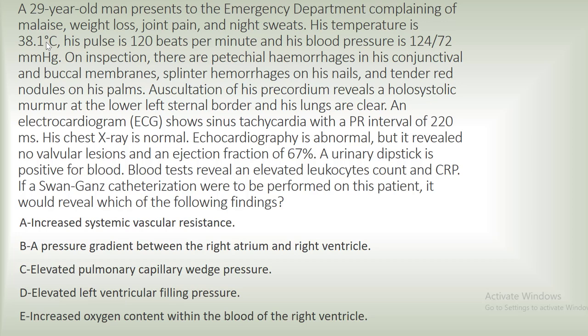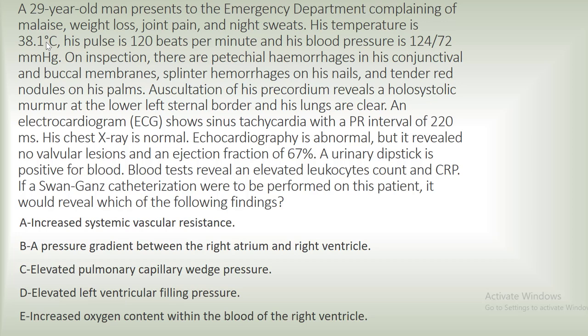So because the blood within the left ventricle is oxygenated and the blood within the right ventricle is deoxygenated, because of that left to right shunting, oxygenated blood will mix with deoxygenated blood within the right ventricle, increasing its oxygen content. That's why we can see increased oxygen content within the blood of the right ventricle. That's why this is the correct answer.